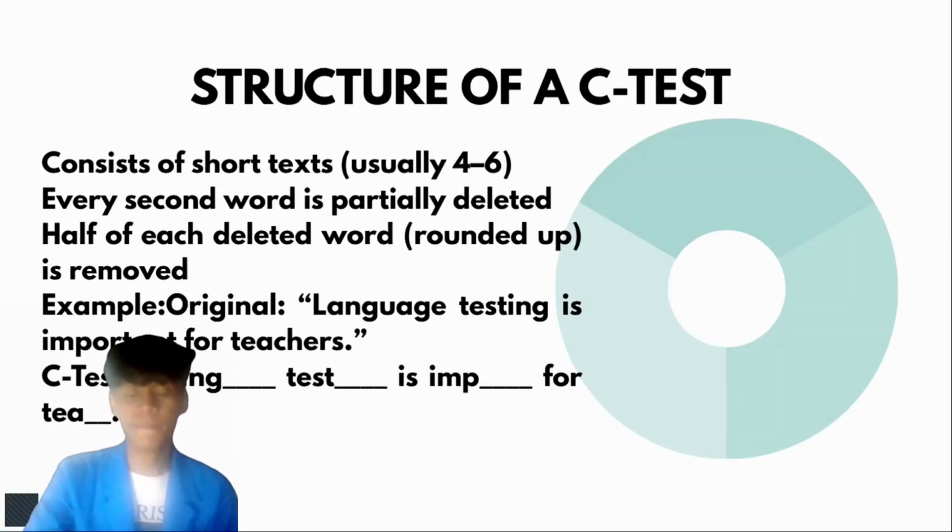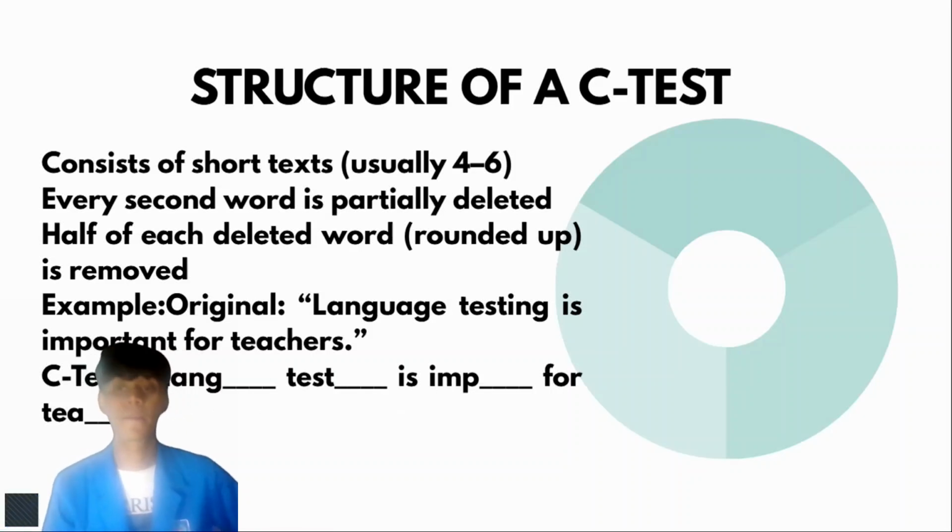Next, structure of a C-test. Each text is carefully selected to ensure balanced vocabulary and grammar. The blanks are not random. They are systematically applied to make scoring objective and fair.